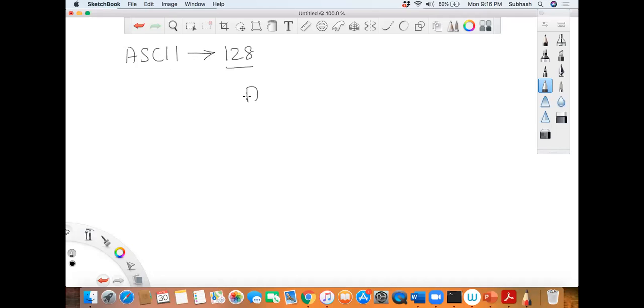Say, for example, A, B, C. All these can be represented using a decimal value, right? This is 65, this is 66, small a would be 97, 0 would be 48. Like that, you have an encoding scheme.